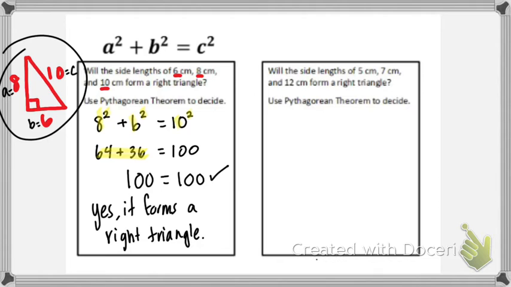Okay, let's look at the next one. It says, will the side lengths 5, 7, and 12 form a right triangle? We're going to do the same thing.